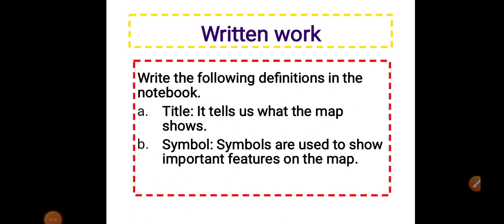Dear students, here is your written work for the day. I am giving you two definitions to write into your notebook and learn them. First one is the title and the second one is the symbol. Please write them in your notebook and attach the picture of your homework in the comments section.